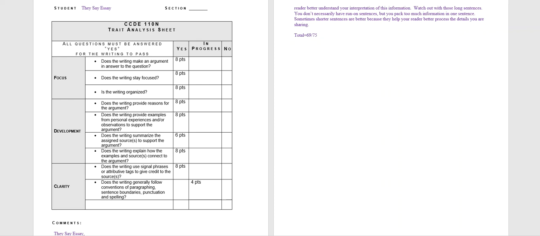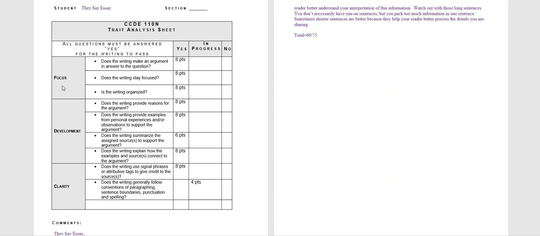So this semester, we're focusing on the 3 criteria that are outlined in the rubric. First, you want to have a strong focus in your writing. You want to have clear development, and you also want to make sure that your essay includes clarity.